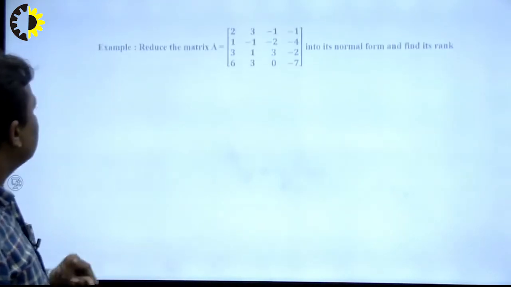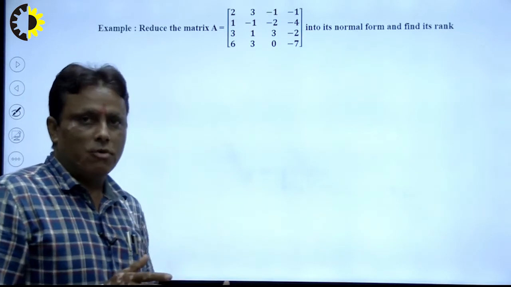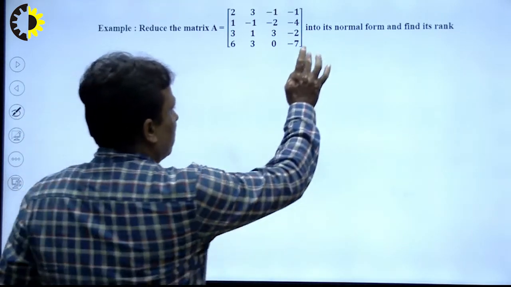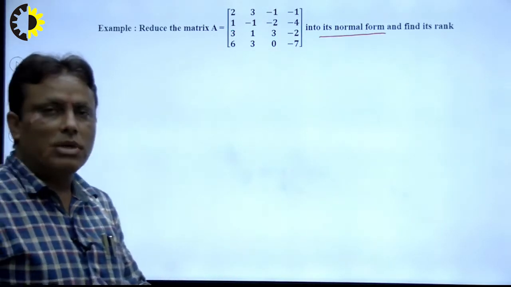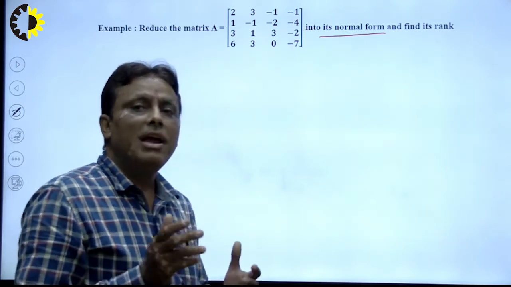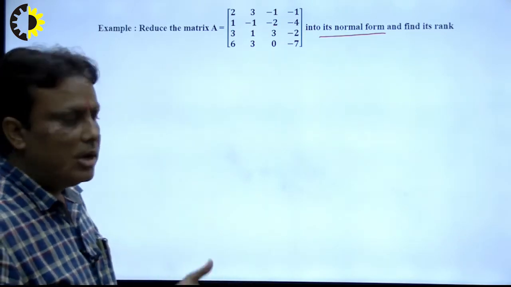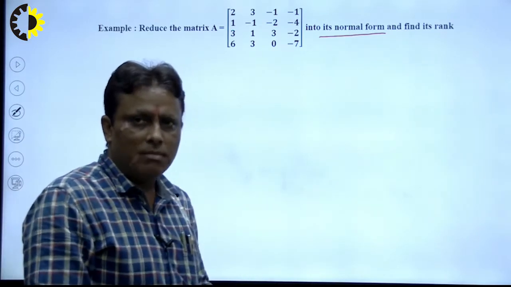Suppose we consider another problem, right? The question is to convert into normal form. I write here normal form. So we cannot use the echelon form, right? So we use it only if the name is mentioned. If it is not mentioned, then we use only the echelon form, because echelon form takes the least time to solve the problem, right?